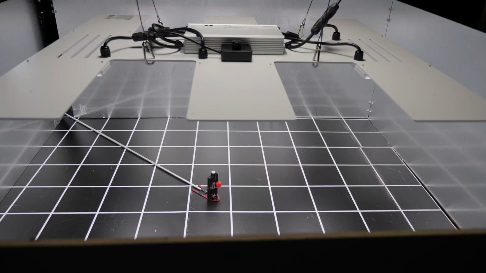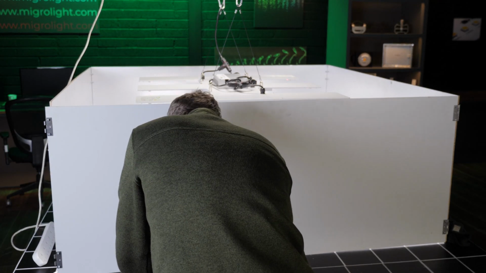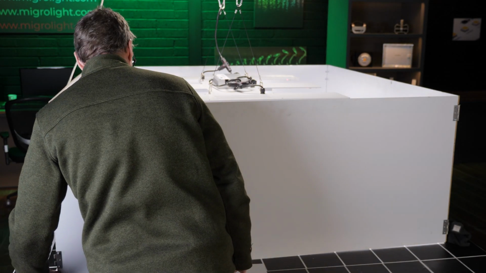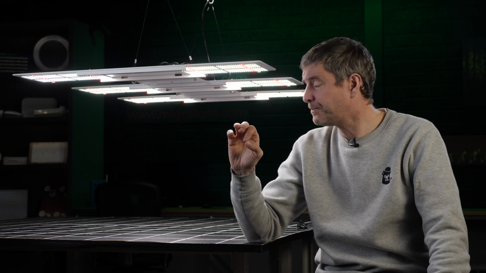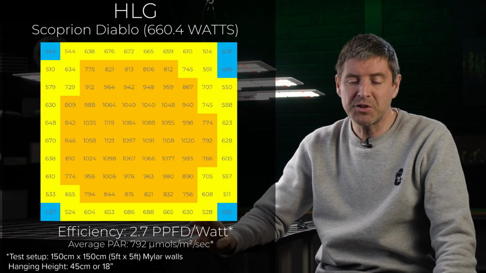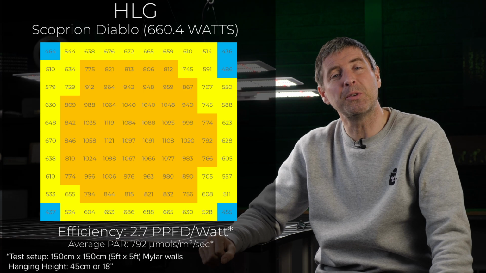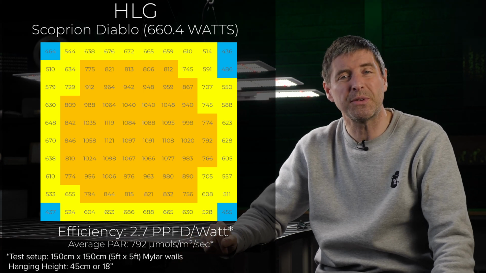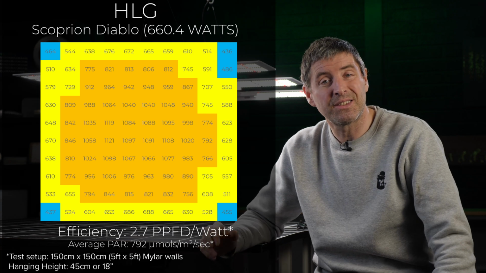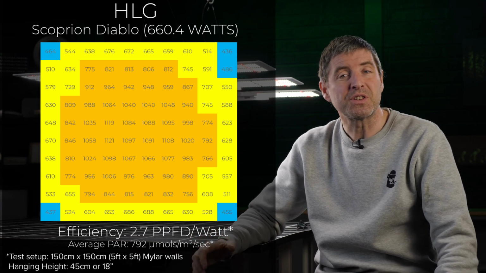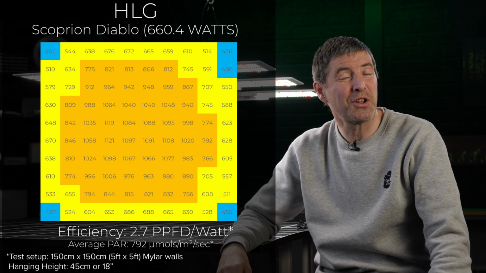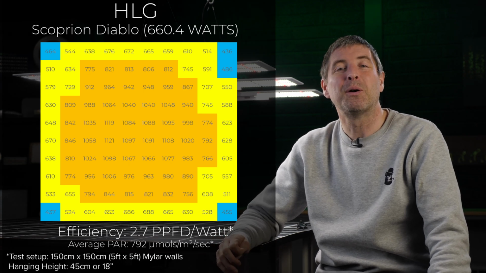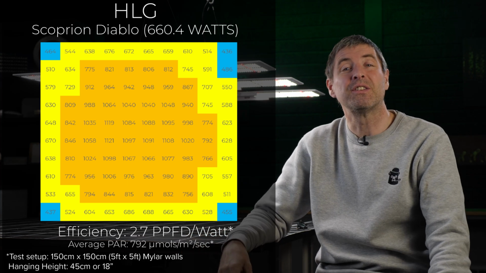I then got out my Spot-On quantum sensor and took 10 columns of 10 rows, so 100 power measurements in total across the test area, simulated plant canopy. And as you can see, it delivered a very good spread. Average power was 792 micromoles per meter square per second, which is a really high performance level. And at 660 watts consumed, it delivered a system efficiency of 2.7 micromoles per watt, which is extremely impressive. It's the highest of any fixture that I've tested so far.